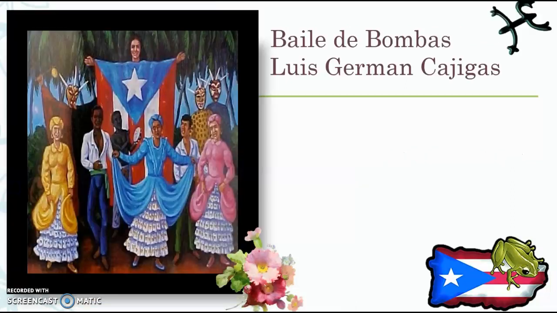Baile de Bombas. It is considered to be folk art because it represents the cultural mixtures of African culture and Puerto Rico typical dance, bomba. Both cultures are blended in one painting.